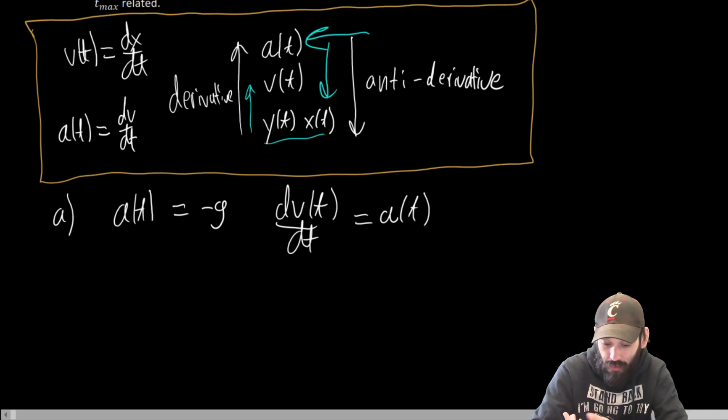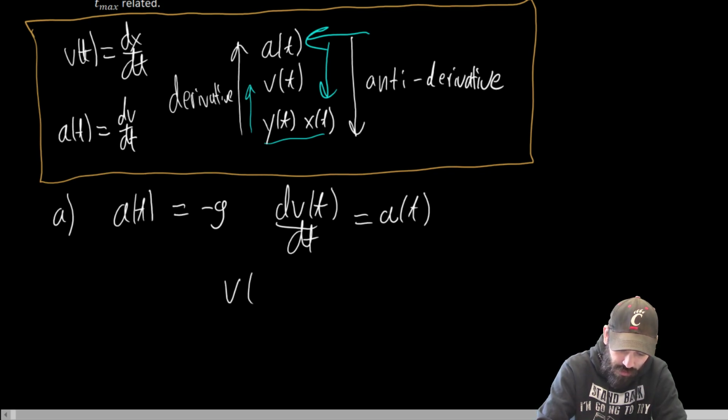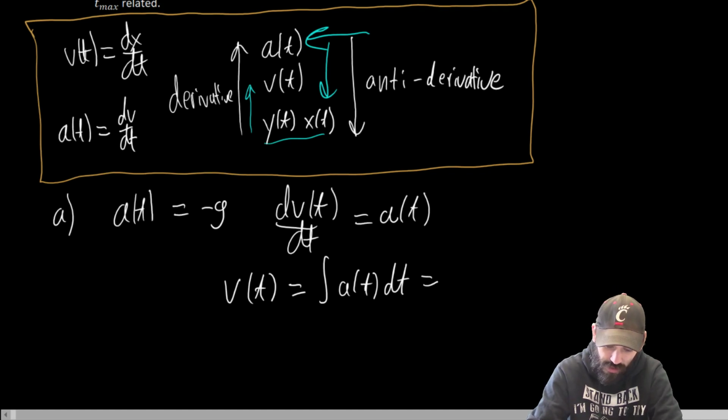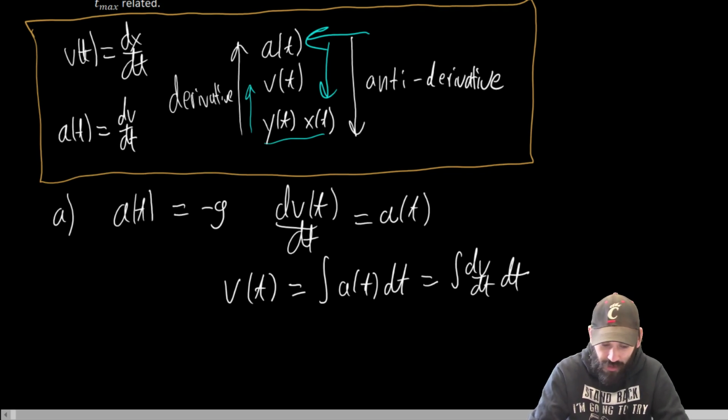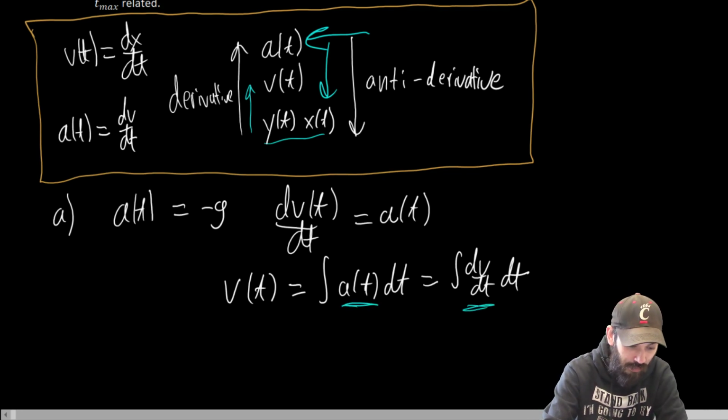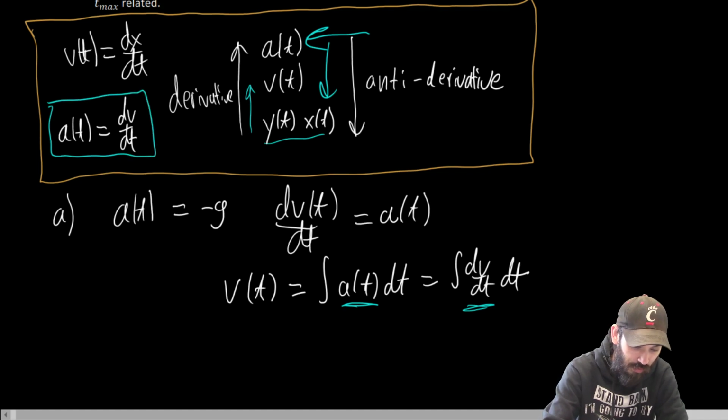And so then we can say, okay, if we want to find v of t, then all we need to do is say v of t is going to be equal to the integral of a of t dt. Because really, if you want to connect this all the way back to the fundamental theorem of calculus, this is just saying that this is the integral of dv/dt dt, right? Because we know that a of t and dv/dt are the same thing. That comes from this definition right here.